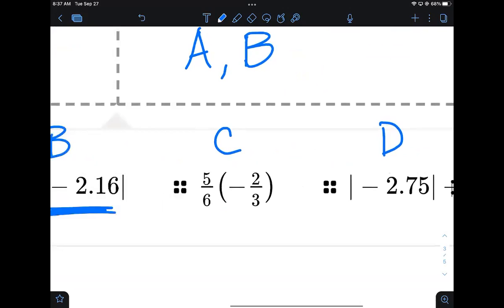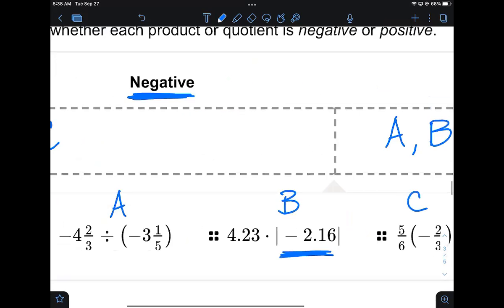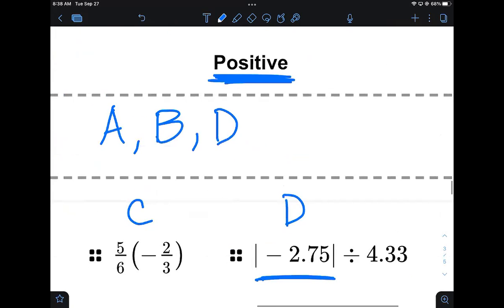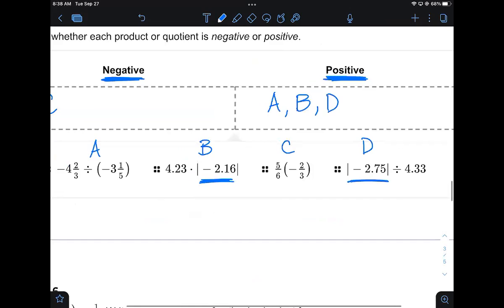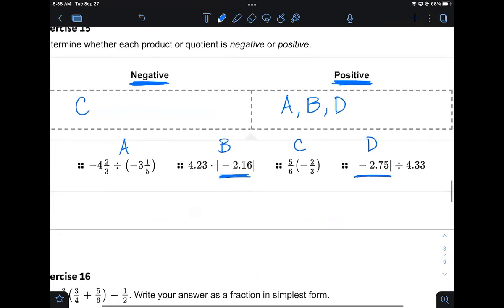For problem C, 5/6 times negative 2/3. Is that going to be positive or negative? Negative. There's no negative for the negative 2/3 to pair up with. So this one's going to be negative. And then for D, again, absolute value symbols are going to make that positive 2.75. What's a positive divided by a positive? Also positive. So for number 15, that was pretty easy. A, B, and D are all going to give us positive answers, and C is going to give us a negative answer. A lot of it, of course, has to do with the fact that those absolute value symbols back from chapter 1 are in some of those problems.